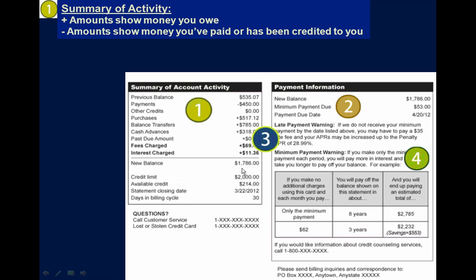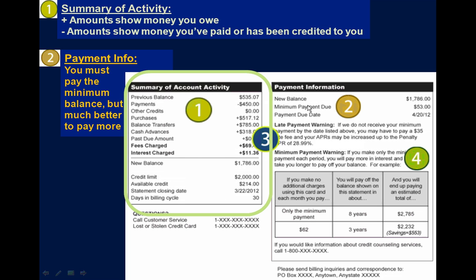So now you owe $1,786, despite the fact that you paid off 450 of this 535 balance from the last month. That's a lot. So this person only has $214 of credit left, okay, because that's 2,000, your credit limit, minus the 1786, not much money left to spend. And so I better be careful. This is going to spiral downward quickly if you're not careful.